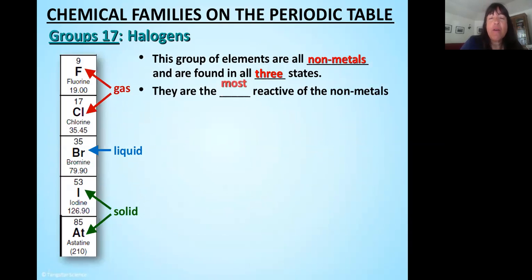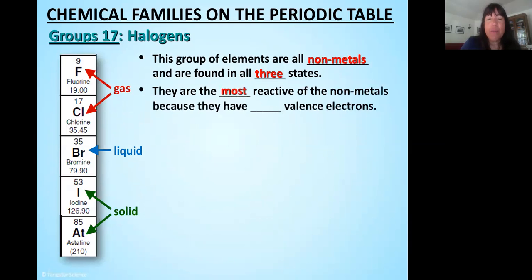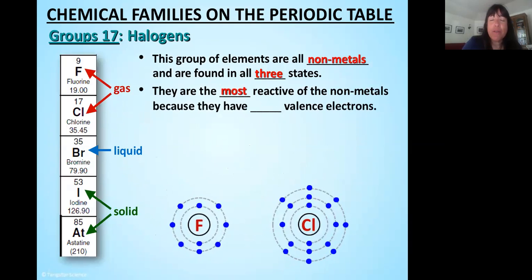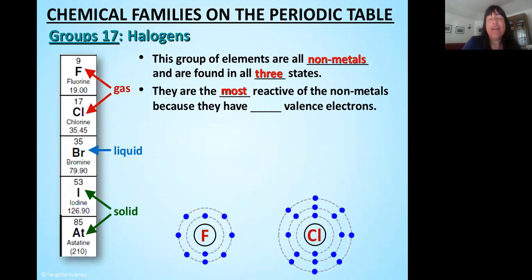They are the most reactive nonmetals because if we look at their electrons, again, we look at that outer ring, and there are 7 electrons. 1 more would make them super stable, and they want 1 more electron to become stable. So unlike the metals who can't wait to tear off their electrons, they cannot wait to grab one and pull it in. So there's the 7 electrons.